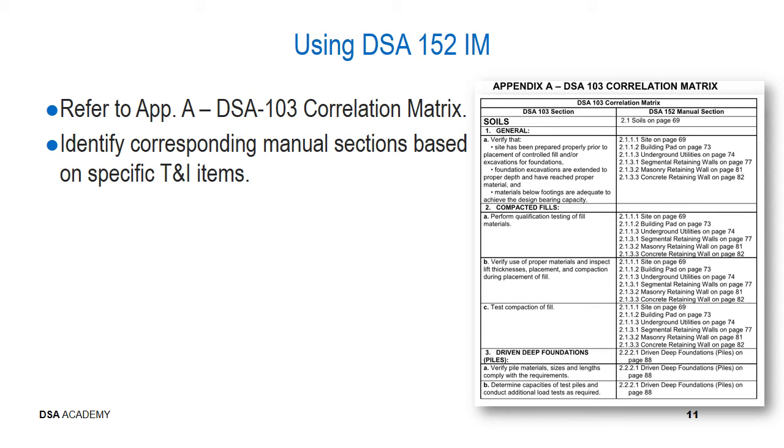All right, and so you would then be able to look at the Appendix A in the inspection manual, which has the 103 correlation matrix, which we talked about earlier, and that will help to identify the corresponding manual sections that are based upon the specific testing and inspection items that are noted in the 103.